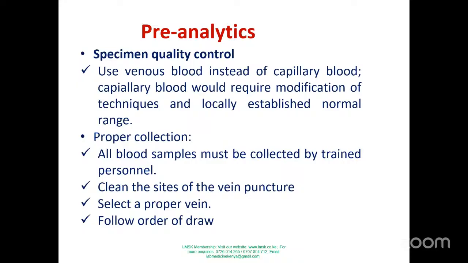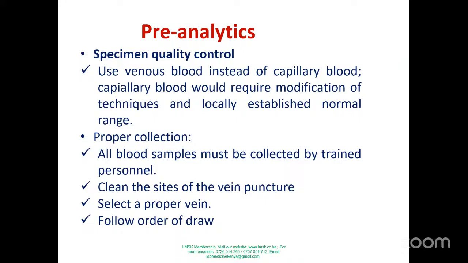And then the next one, all blood samples must be collected by trained personnel. That one we've said. So you're supposed to clean the site of the vein puncture and then select a proper vein, and then you follow the order of the draw. So order of the draw, if the same patient is also having a culture, then you'll start with the culture. And then the second one would be coagulation, that is the citrate, the blue top. And then after blue top, you do the plain, then heparin, then EDTA, and finally you finish with the gray.